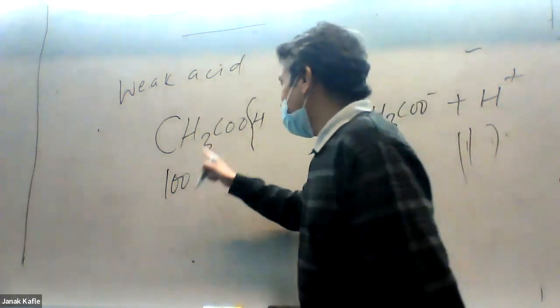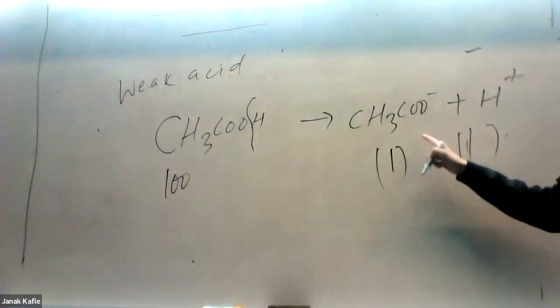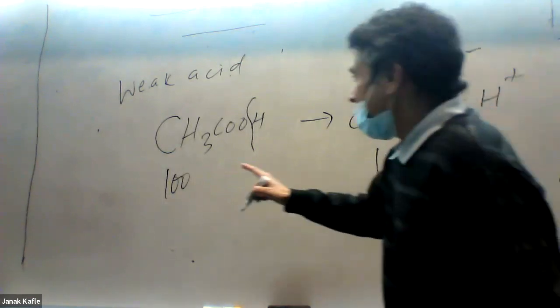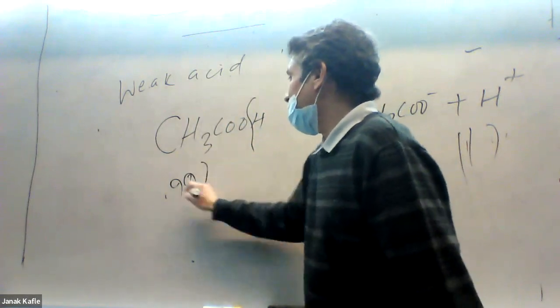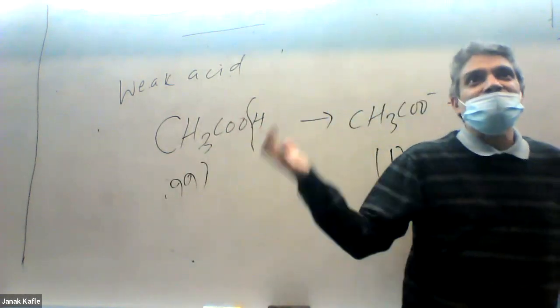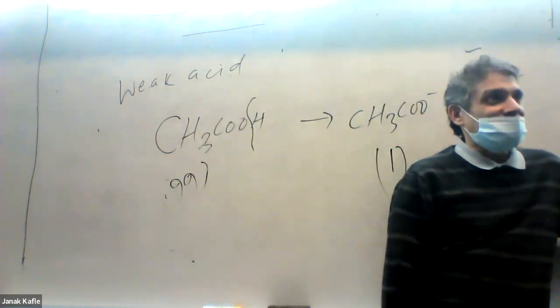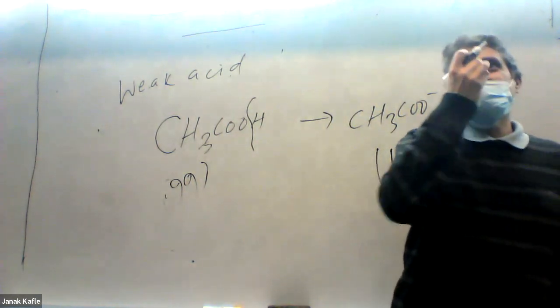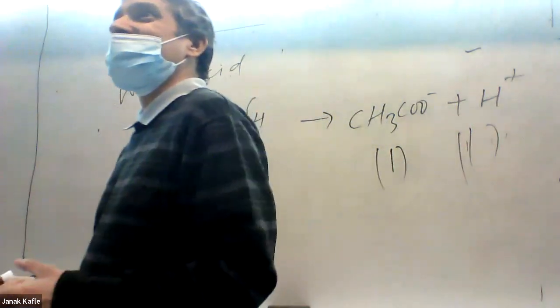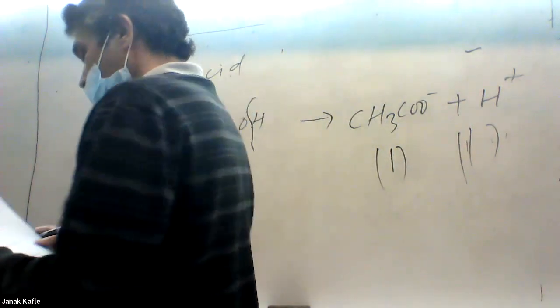So you start with 100. You have only one product, and out of that 100, you are still left with 99 of these molecules that are just not dissociated. So this kind of acid is called a weak electrolyte, right? You got it? Just like how we discussed in the last class, what is a weak electrolyte? Just like that, yeah? Good.